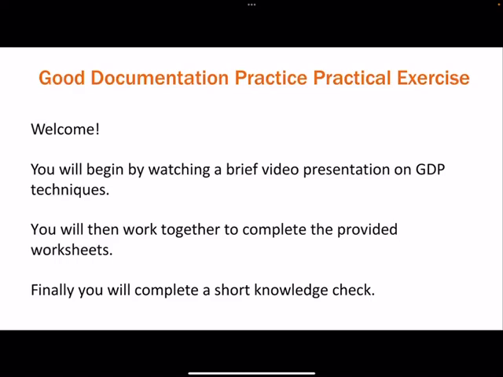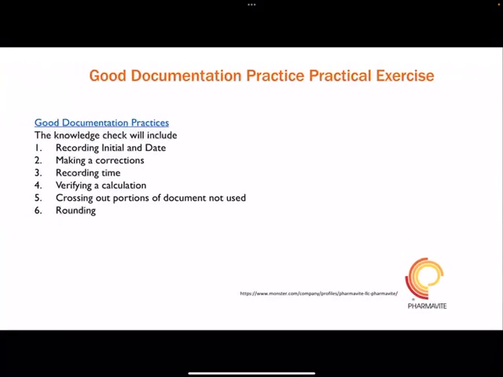A brief video presentation on GDP techniques. You will then work together to complete the provided worksheets. Finally, you will complete a short knowledge check. The knowledge check will include recording your initial and date, making corrections, recording time, verifying a calculation, crossing out unused portions of a document, and rounding.